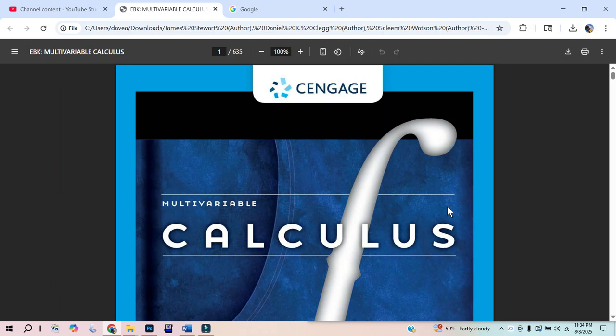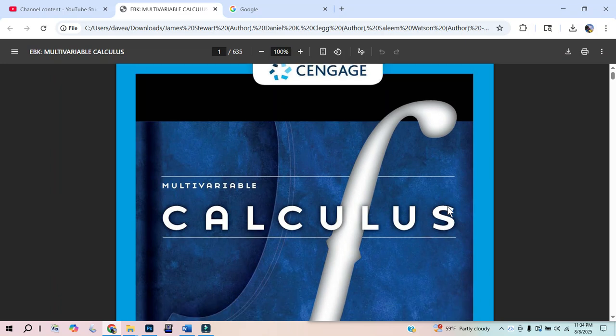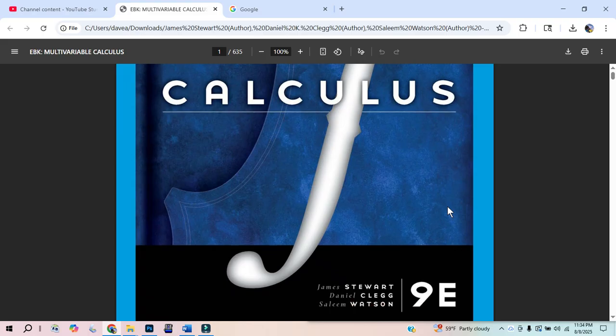Alright, hell yeah. So we're going to go over multivariable calculus. This is a textbook that I picked up, just a PDF online. It was just a download. A lot of these you can get for free.